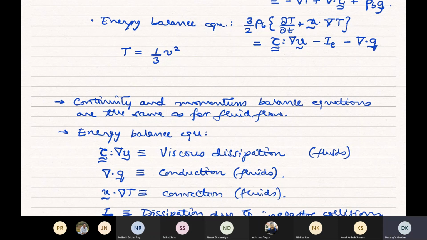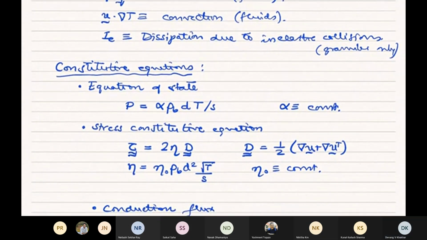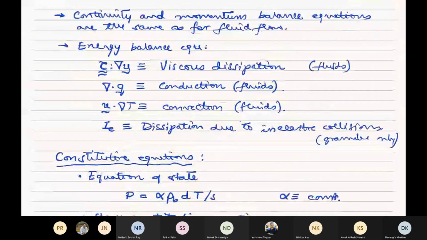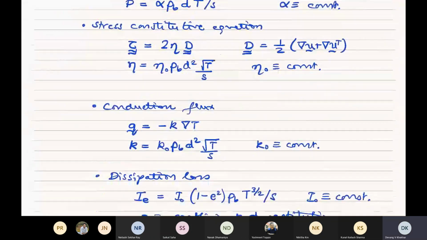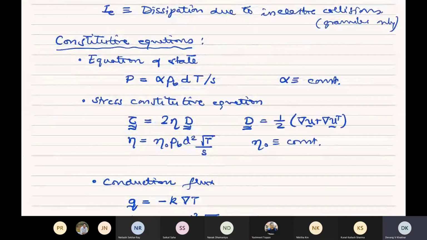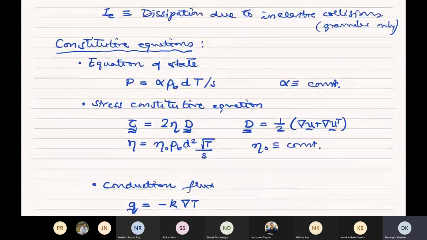Q is conduction. Conduction depends on T and S. But if we assume that, since pressure is uniform, temperature also must be uniform. So if temperature is uniform, then the gradient of temperature will be 0. So then again it will give us that this conduction term is also 0.